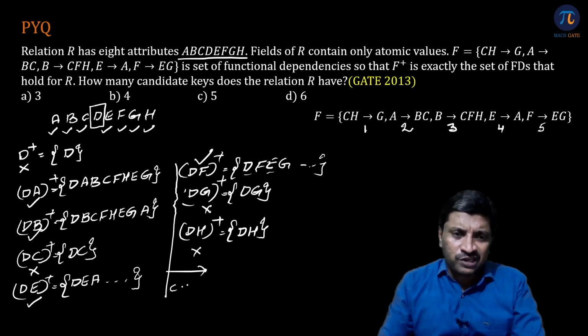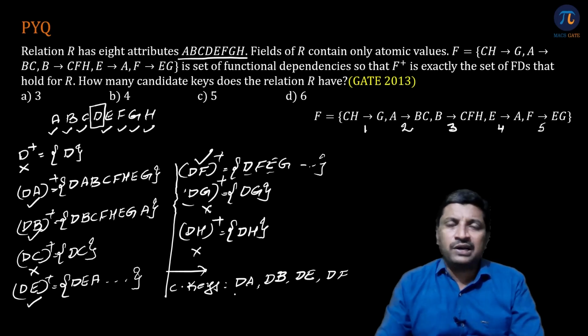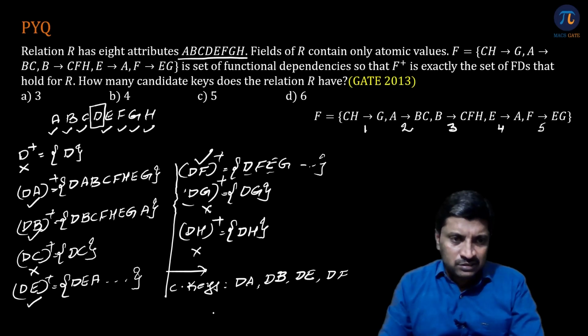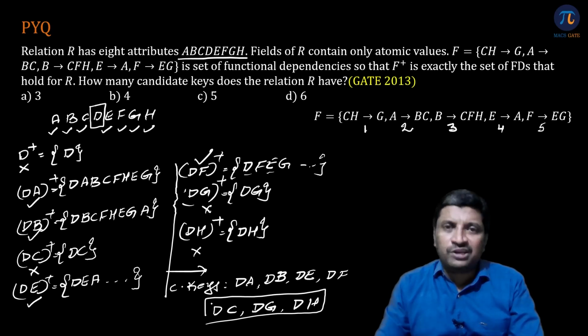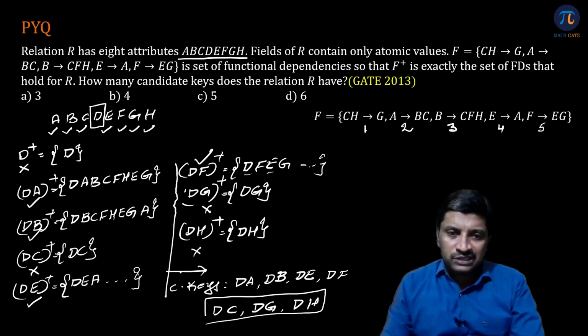So from the first stage, what are the candidate keys? DA, DB, DE, DF. So these are the candidate keys with two element sets. What are the attributes which are not part of candidate keys? I think DC, DG, DH. So these we need to consider to form three element attribute sets and verify whether they are candidate keys or not. DC, DG, DH. So let me continue in the next slide.